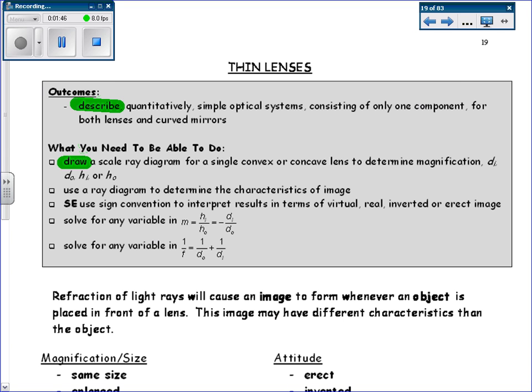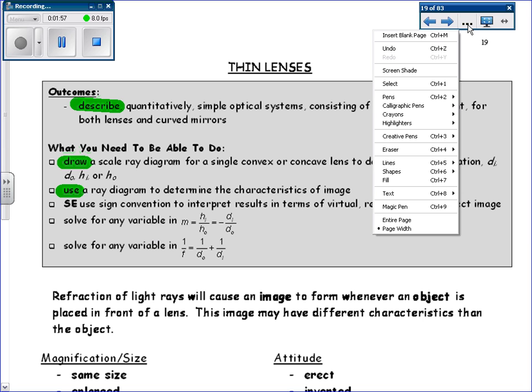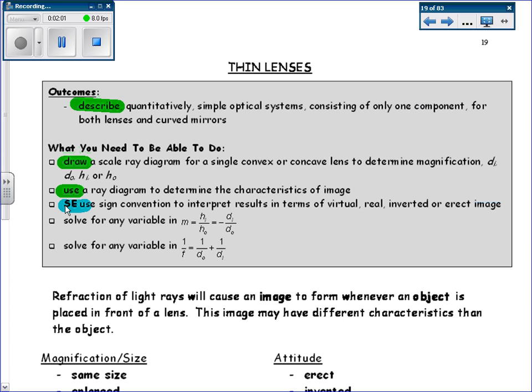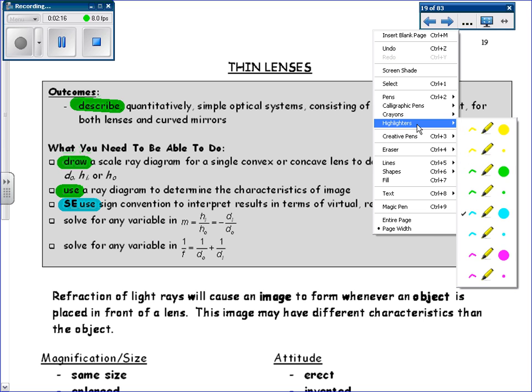Use a ray diagram to determine the characteristics of an image. So that's been given a ray diagram. Use sign convention to interpret results in terms of virtual, real, inverted, or erect images. Probably the hardest part about this outcome is the sign conventions. Okay, and memorizing them and remembering what signs do. What I mean by certain things are positive, certain things are negative. Solve for any variable in the magnification equation and solve for any variable in the mirror equation. So these are the two formulas that we use. So those are both green.